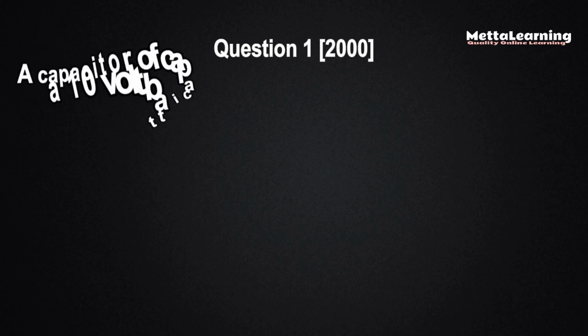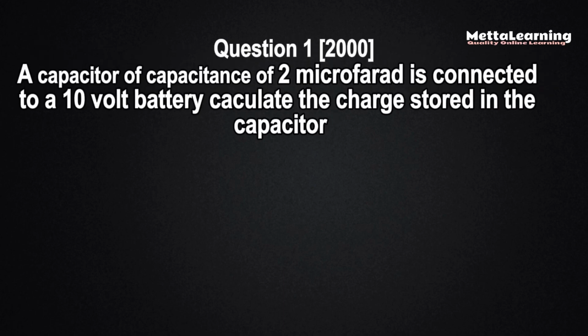It says a capacitor of capacitance of 2 microfarad is connected to a 10-volt battery. Calculate the charge stored in the capacitor. Now, when you want to solve questions like this, you have to know that the quantity of charge is equal to capacitance times the voltage. So we have Q equals CV. Our C is the capacitor while the V is the battery.